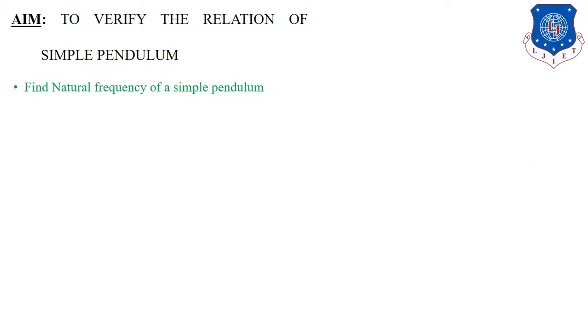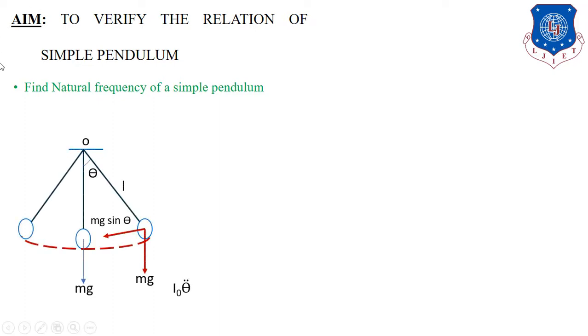Before we start our practical, we have to go through the theory of how to calculate the natural frequency of a simple pendulum. As we know, in a simple pendulum there is one string and one mass attached at the end of the string, and one end of the string is fixed. Here small l is the length of the string, and the mass attached to the string is small m. So this is the simple pendulum system.